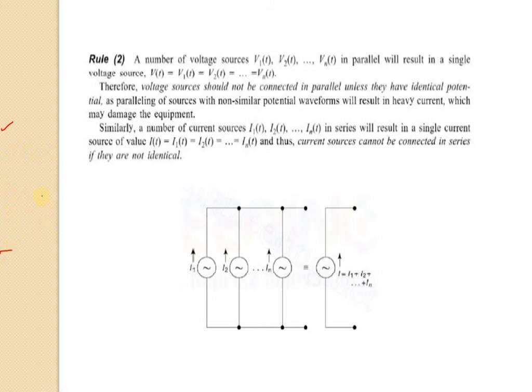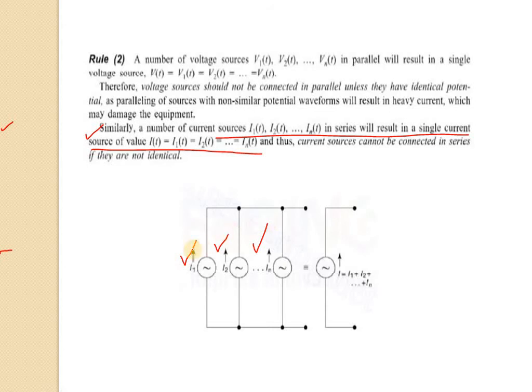Another part: a number of current sources I1, I2, I3 put in series will result in a single current source, that is I1 equals I2 equals In. That means different current sources put in series must be the same. And in a similar way, if different current sources are put in parallel like this, we can replace them with a single current source, whose value will be equal to the summation of all of them.